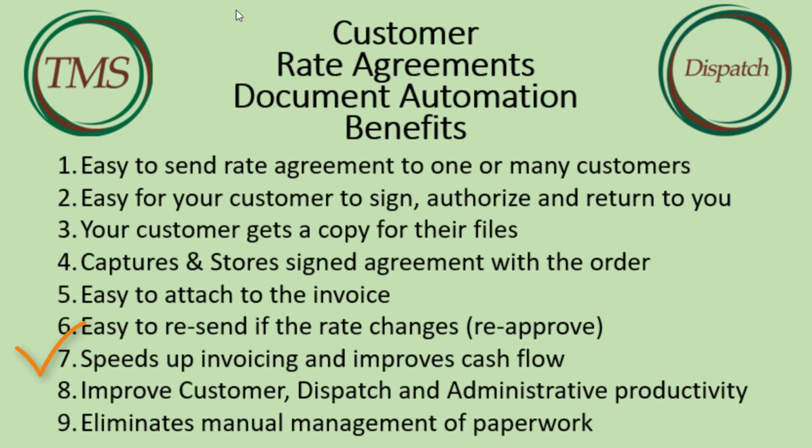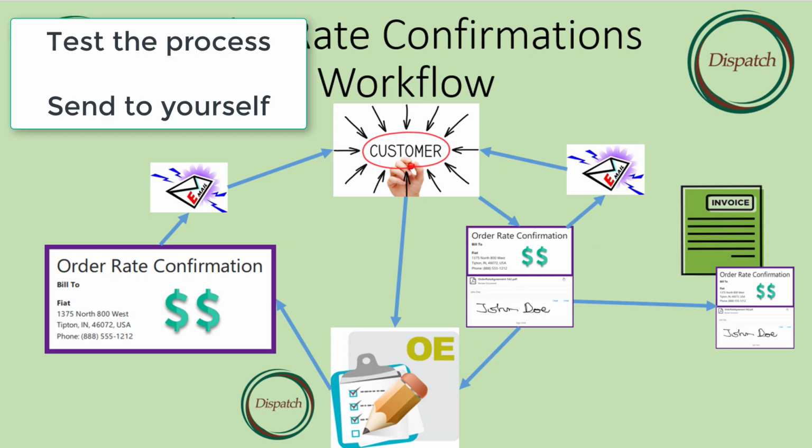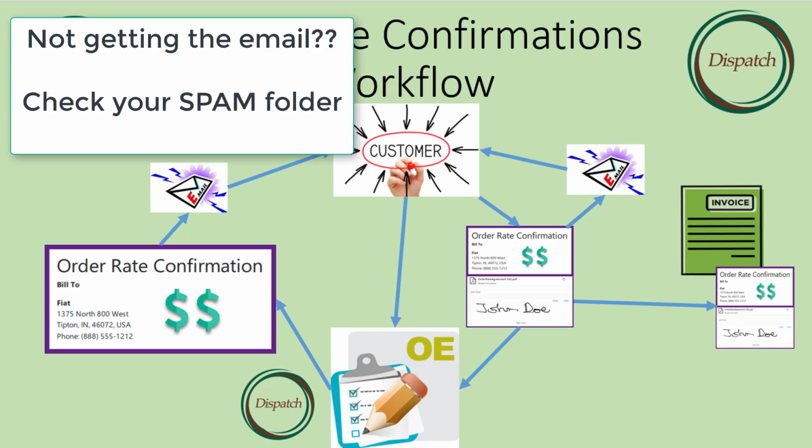It speeds up your invoicing and improves your cash flow. It improves customer, dispatch, and administrative productivity, and it eliminates manual management of paperwork. You should test this process by sending yourself a rate agreement and see how easy and seamless the whole process has become. If you or your customers don't get the rate agreement emails, be sure to check the spam folder in the email system. If it is in the spam folder, be sure to mark these types of emails as not spam.